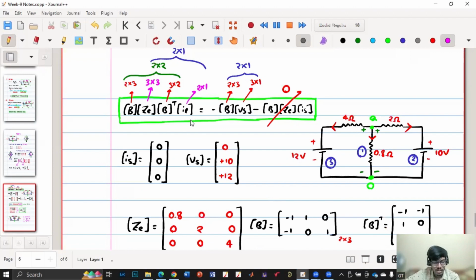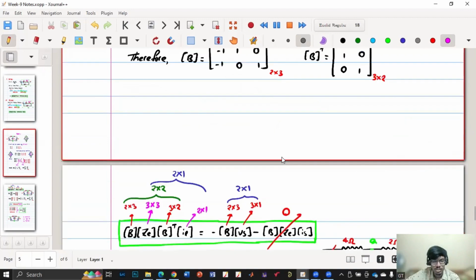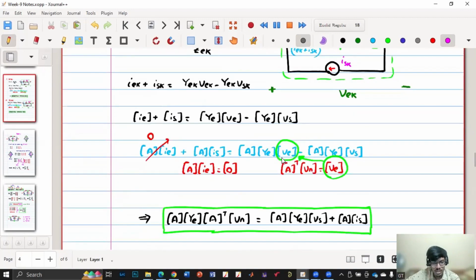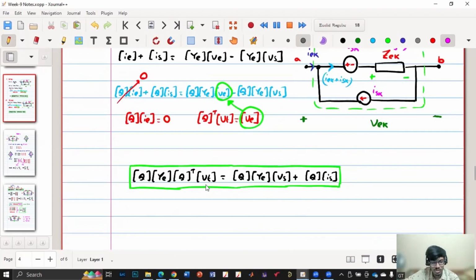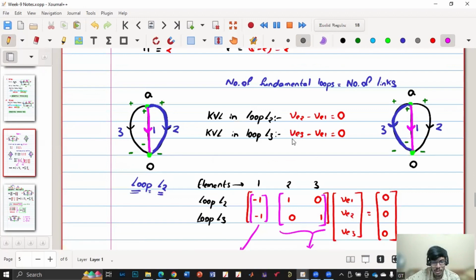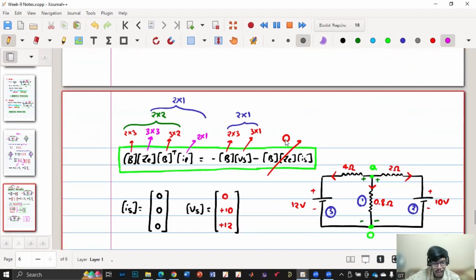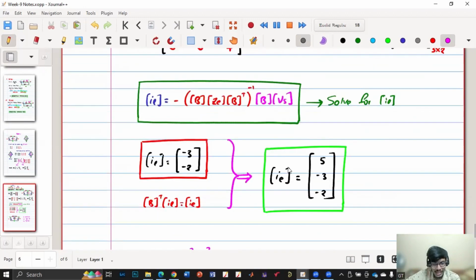Probably the values will differ because here you are getting fundamental loop currents. In the case of A matrix, you will get node voltages. In the case of Q matrix, you will get twig voltages. So it will differ, but the end element currents and element voltages should be same. So now you got IE, right?